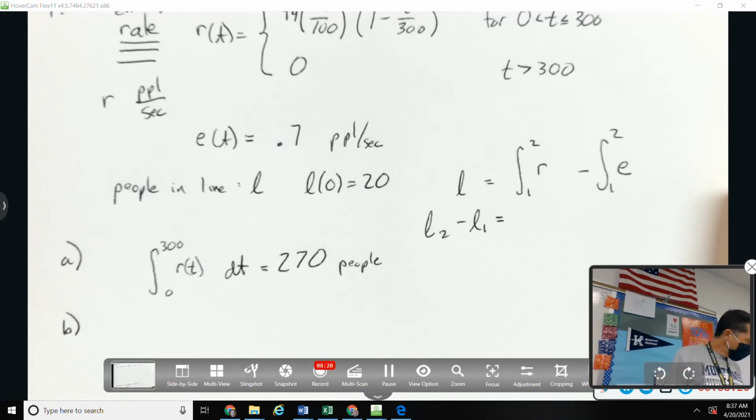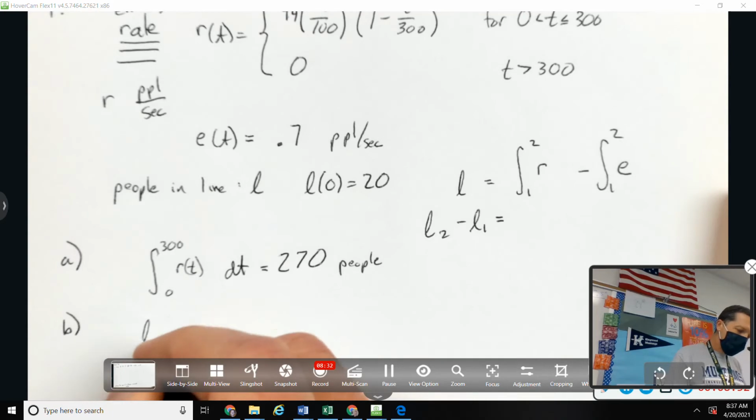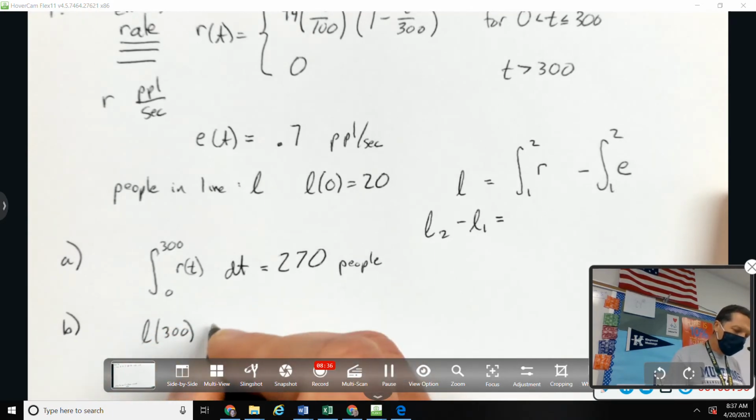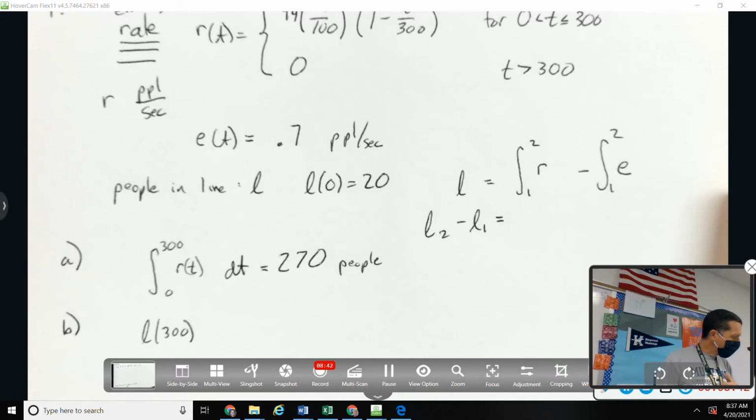During the time interval 0 to 300, okay, so I got to use the crazy equation. There are always people in line for the escalator. How many people are in line at t equals 300? Well, L of 300. How many people are in line? So we have to account for the fact that people are getting off as well. There are always people in line.